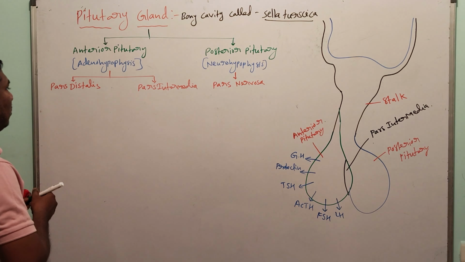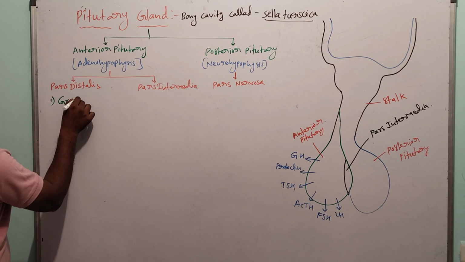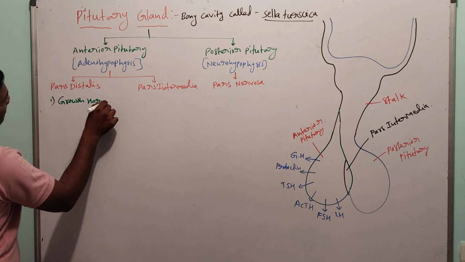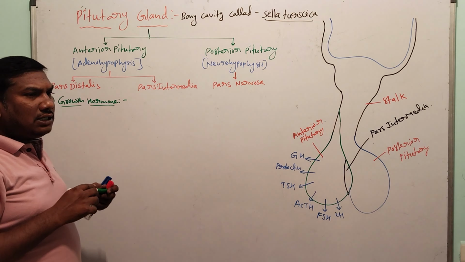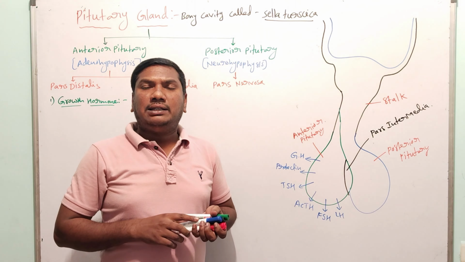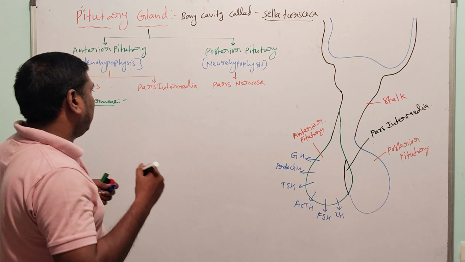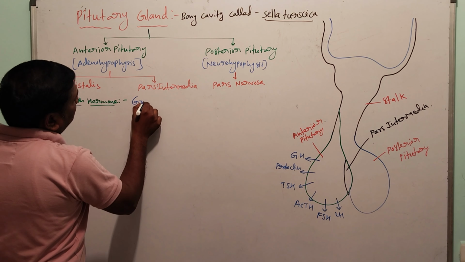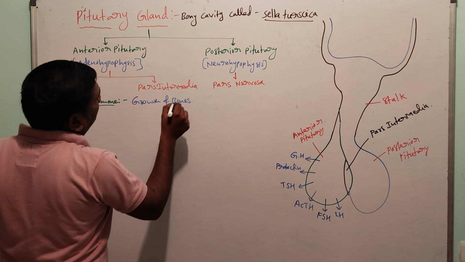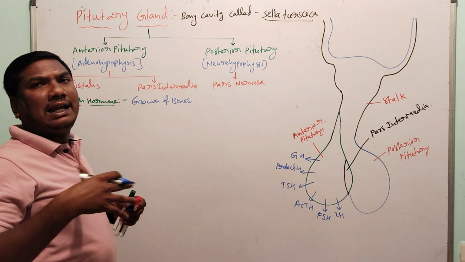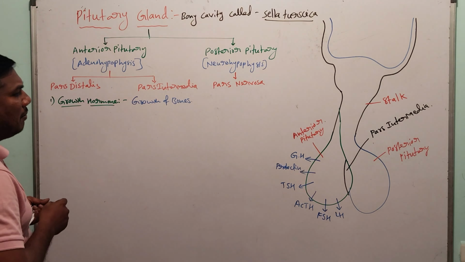First one is the growth hormone. This growth hormone helps the elongation of the bones and growth of the body. It helps growth of the bones or elongation of the body.